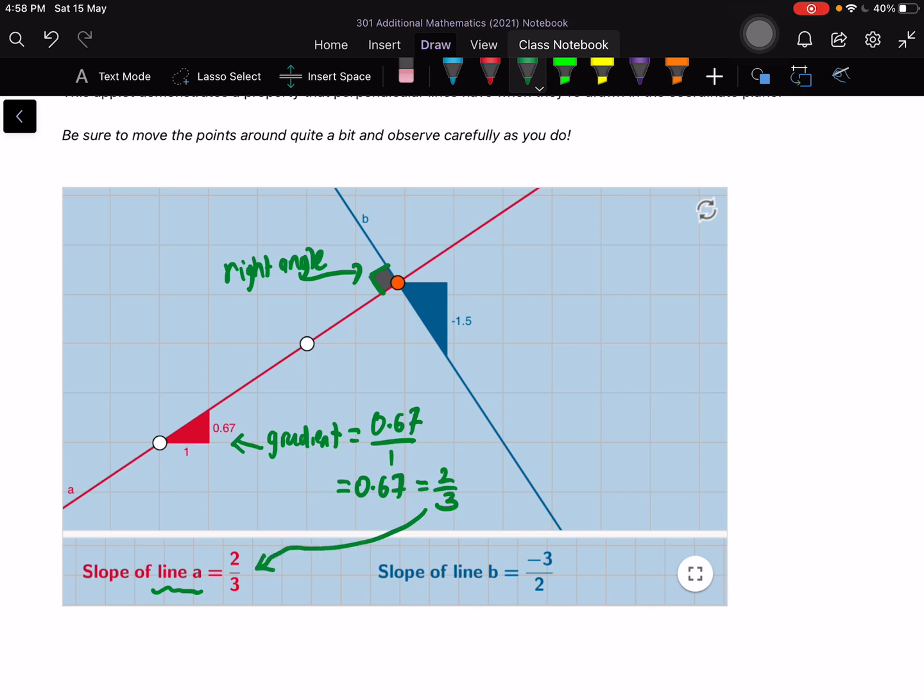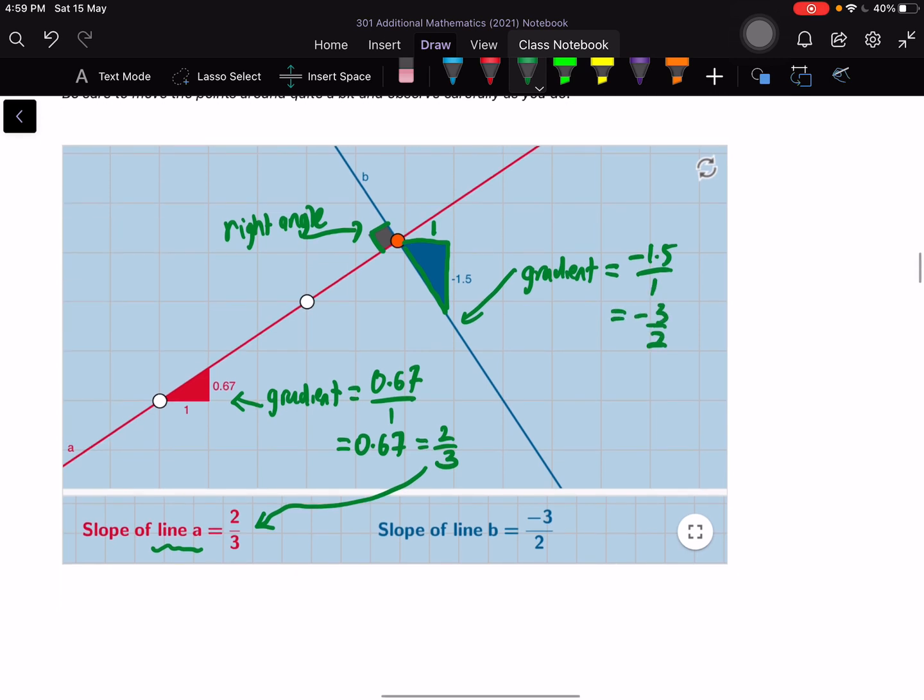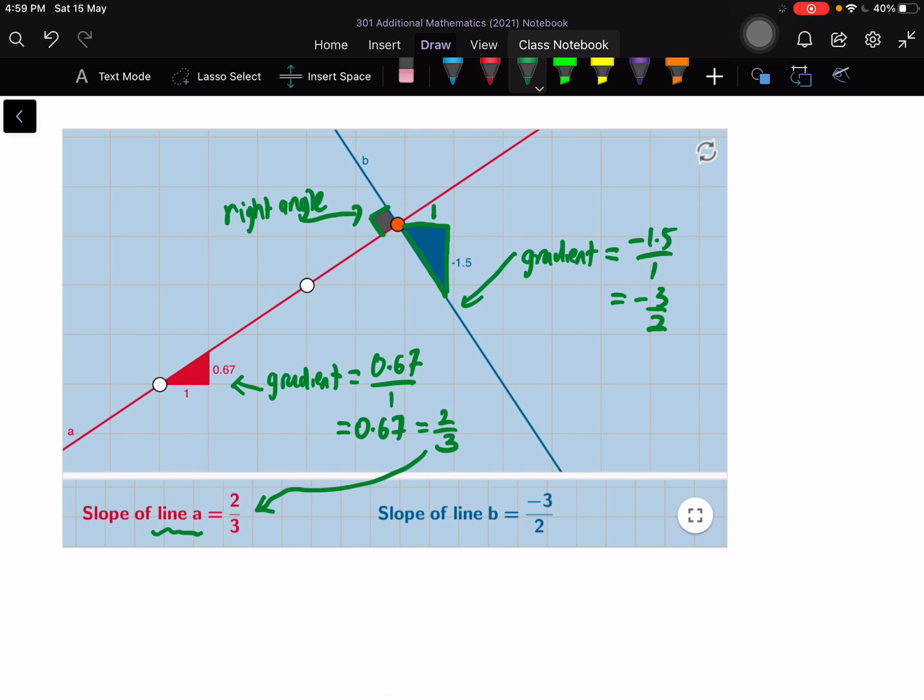For the gradient of the second line, the blue line, we look at this blue triangle over here. The rise is negative, so it's sloping downwards, negative 1.5 over 1. You can simplify it to negative 3 over 2. So the first line has gradient 2/3 and the second line has gradient negative 3 over 2. What do you observe? What is the relationship between them?